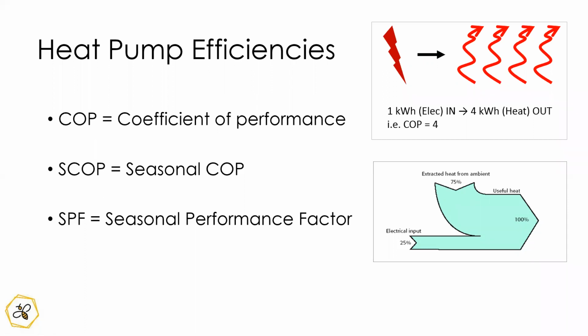The COP is only meaningful for specific temperatures. So you have to define the source and the heat flow temperatures. So for example, it's 7 degrees outside and a flow temperature of 45 degrees C, and that's what your COP relates to. And if those two values aren't quoted when you're looking at data, then it's a bit meaningless.